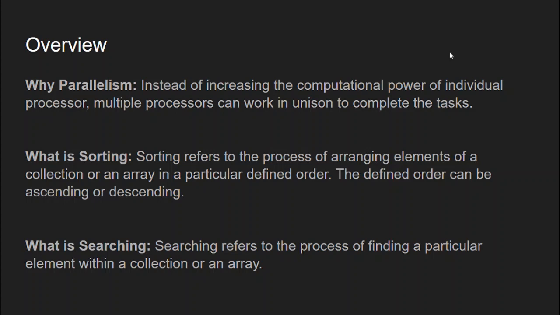Next, what is sorting? Sorting refers to the process of arranging elements of a collection, or more popularly an array, like what we use in most languages, in a particular defined order. The defined order can be ascending or descending. Ascending basically refers to the arrangement from the least to the largest, while descending refers to the arrangement from the largest to the least.